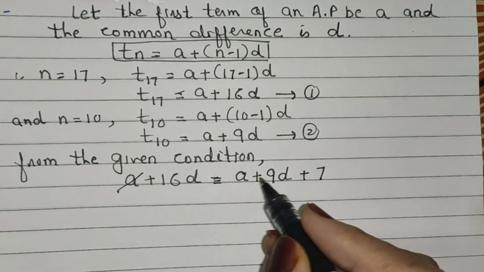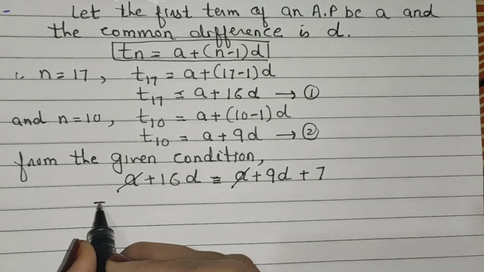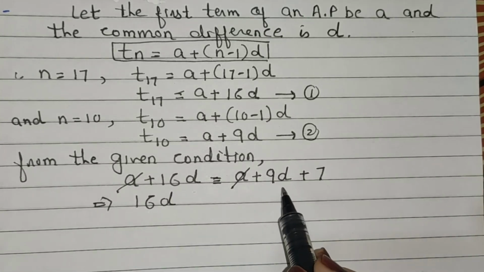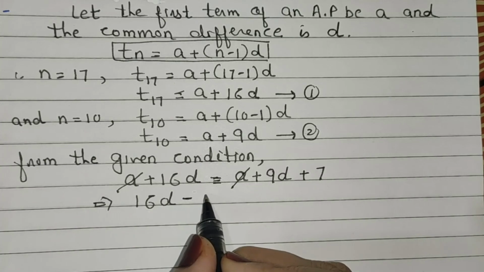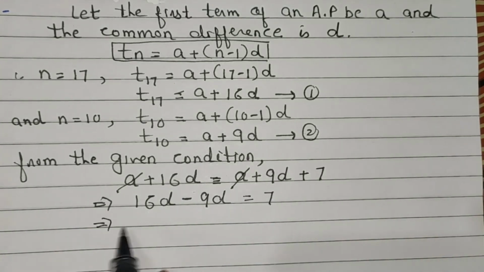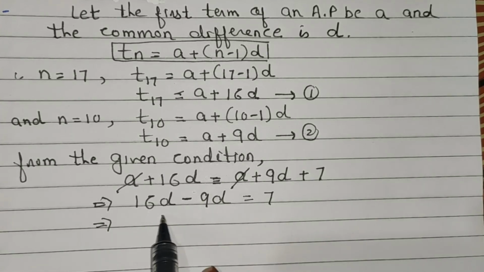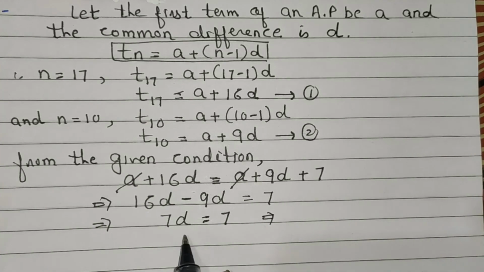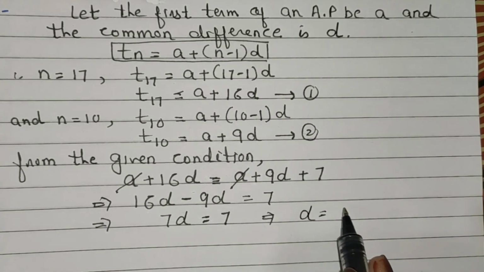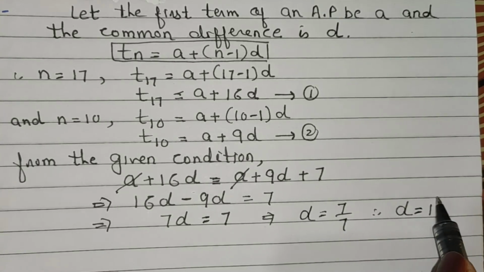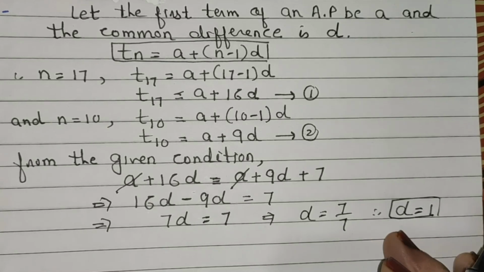Now at left hand side A are cancelled. Now we get here 16D. Now 9D shifting to the left hand side, 16D minus 9D is equal to 7. Now 16D minus 9D, we get 7D is equal to 7. Now dividing both the sides by 7, we get D is equal to 7 upon 7. Therefore the value of D is equal to 1. It is the common difference.